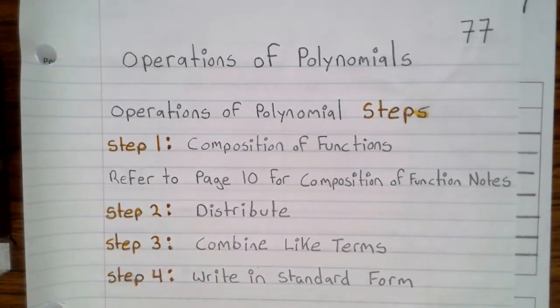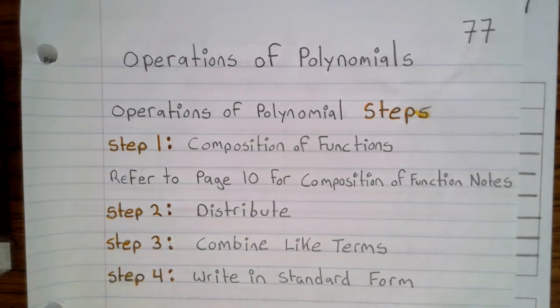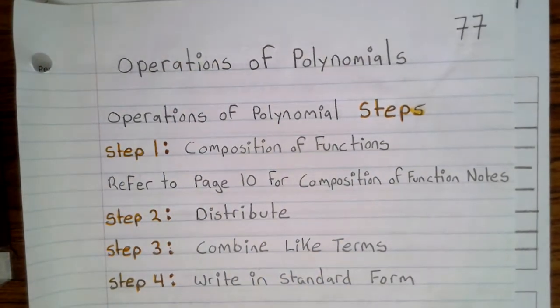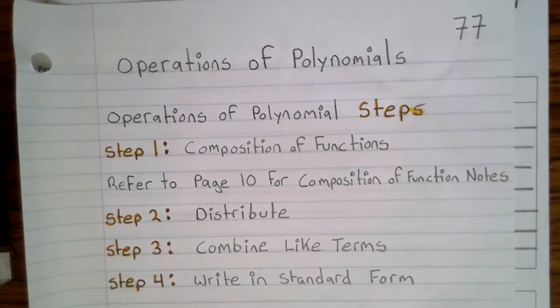All right, operations of polynomials on page 77. Operation of polynomial steps. Step 1, composition of functions. Refer to page 10 for composition of function notes. Step 2, distribute. Step 3, combine like terms. Step 4, write in standard form. Okay, now your notes are updated. Let's take a look at our examples.